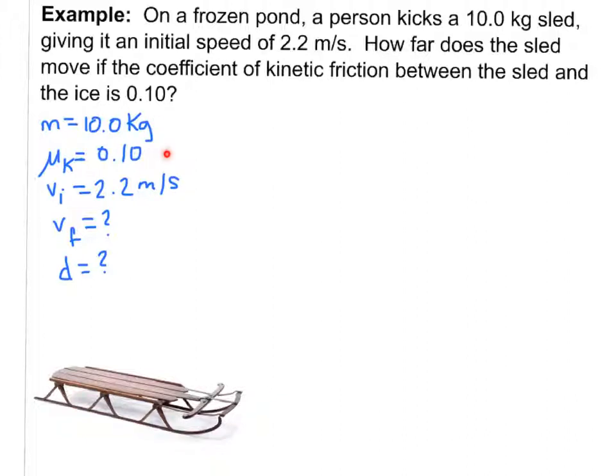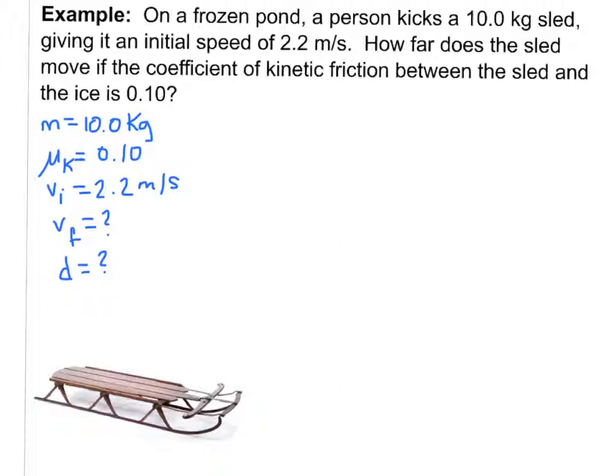We know the mass, the coefficient of kinetic friction. We know our initial velocity. The sled has been set in motion with an initial velocity of 2.2 meters per second. We don't know what the final velocity is or the distance that it's going to travel. This indeed is what we want to find.